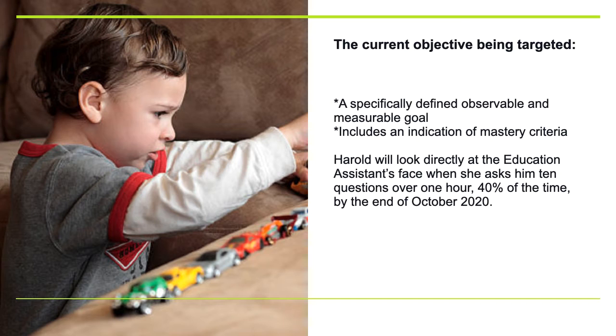The current objective being targeted. Specifically define observable and measurable goal. Include an indication of mastery criteria. Example: Harold will look directly at the education assistant's face when she asks him 10 questions over 1 hour, 40% of the time by the end of October 2020.